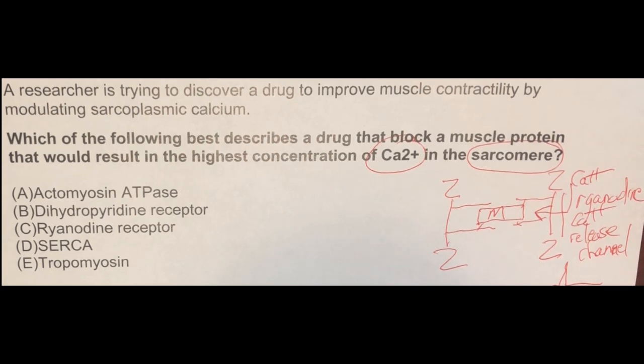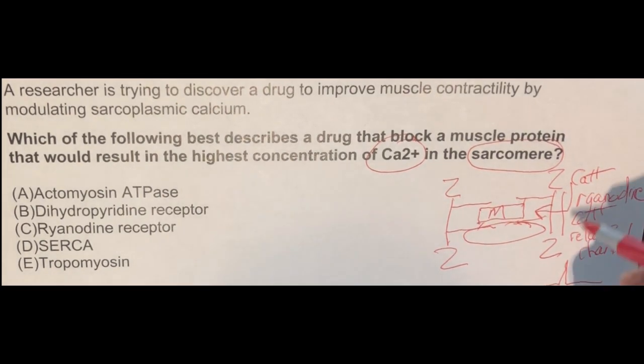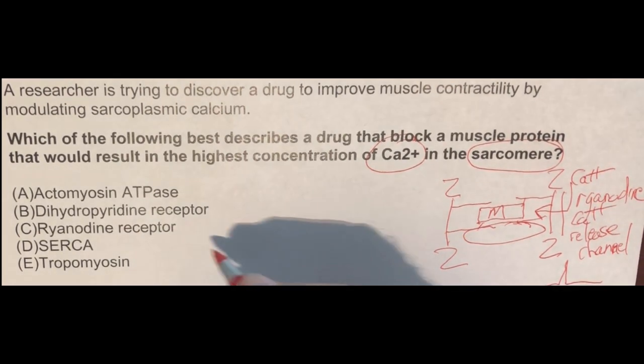So it turns out that we can look for structures within the sarcoplasmic reticulum that, if we block them, calcium is going to increase in the sarcomere. So we're talking about what's going on in the sarcomere in here, not what's going on in the T-tubule, although we know the calcium is coming from the T-tubule in the sarcoplasmic reticulum through the ryanodine receptor.